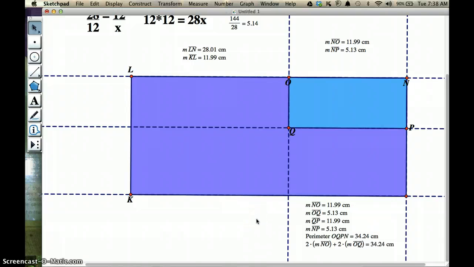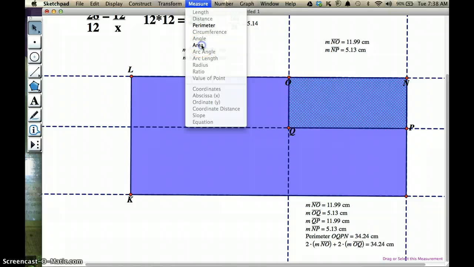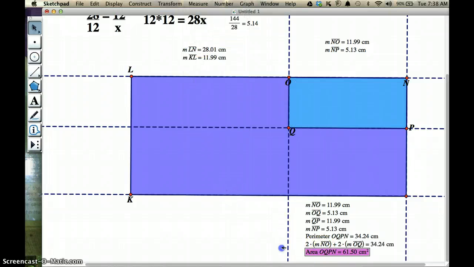So building off of what we learned in Mr. Leek and Miss Brewer's class, we also measured what the area was. So I'm going to measure the area even though that's information my father doesn't need to know. Well, I guess it would make sense for the boards that he needs to put down on the floor, but that's just an idea. So our area, according to GSP, is 61.50 centimeters squared, or in our case, feet squared.